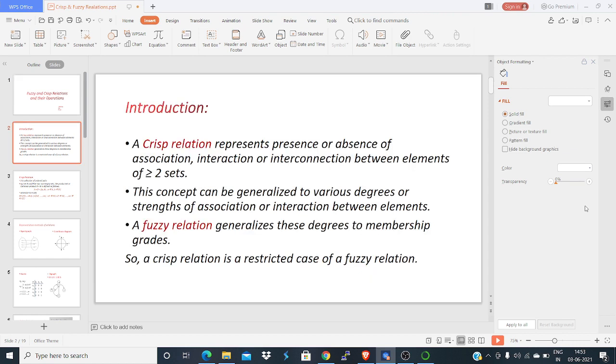A crisp relation represents the presence or absence of association, interaction, or connection between elements of two or more sets. Whereas fuzzy generalizes this, classifying them and giving them memberships or grades accordingly.